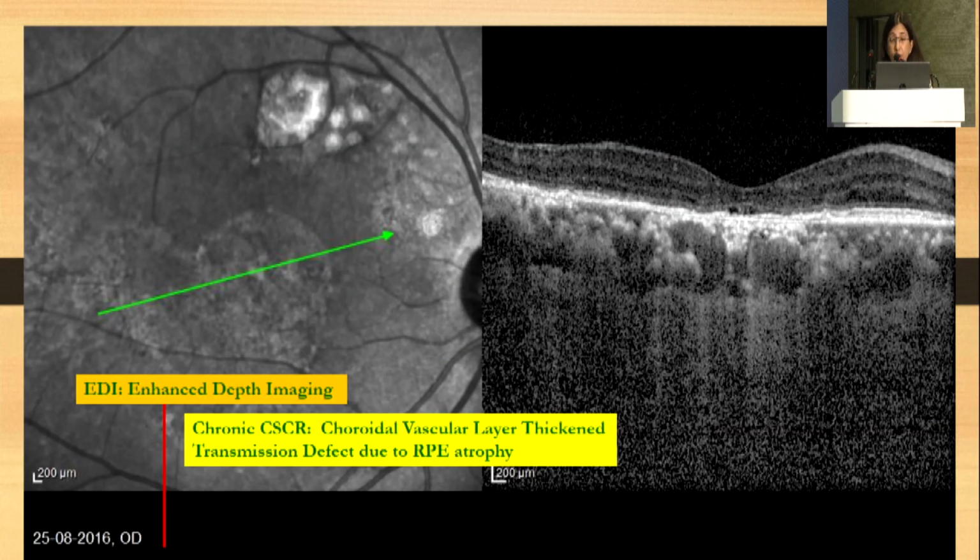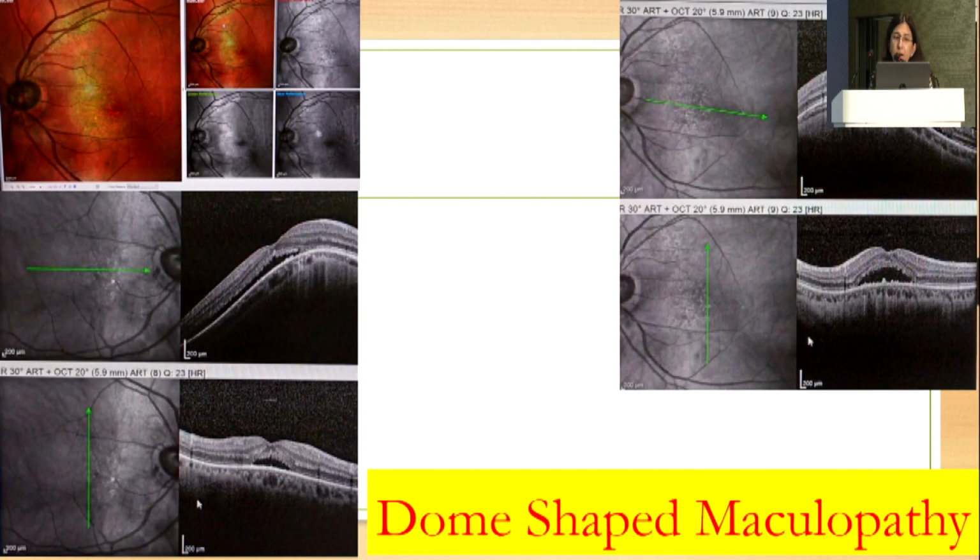In chronic CSR, you may also see another finding, that is increased thickness of the choroidal layer. This is seen on a modality that is the EDI, enhanced depth imaging. Another entity, this is a dome-shaped maculopathy, which is usually seen in high myopia. In advanced cases, we may see subretinal fluid in this.